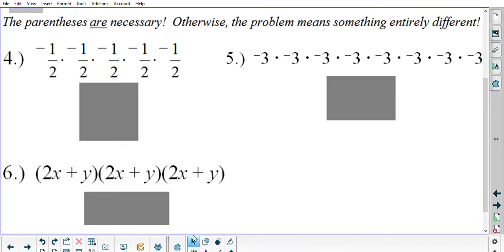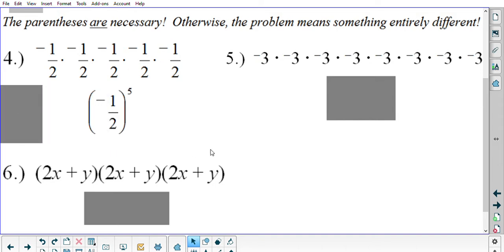All right, I hope you've already hit pause and have done 4, 5, and 6 on your own. Here we go, let's see how you did. Problem number 4, did you write the negative 1/2 in parentheses and then put the power of 5 on the outside? Now, where you put the negative sign is actually up to you. I like to keep my negative signs on the numerator, but you could put it in front of the fraction bar, and that would mean the same thing.